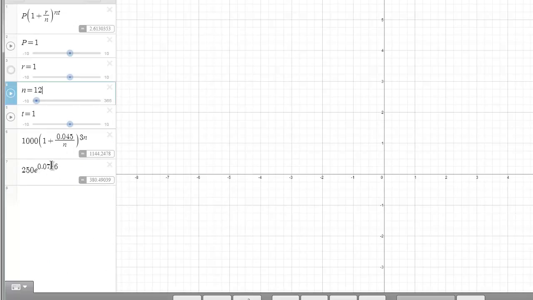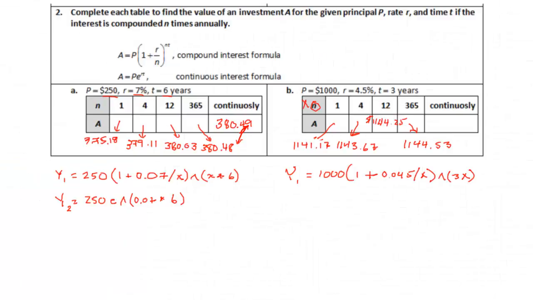And now continuously. All we do is change the actual parameters here. This was 0.045, this was 3, and our principal 1,000. And so we see $1,144.54. Round it to the nearest penny, and just like before, it's almost virtually the same, just a penny off.